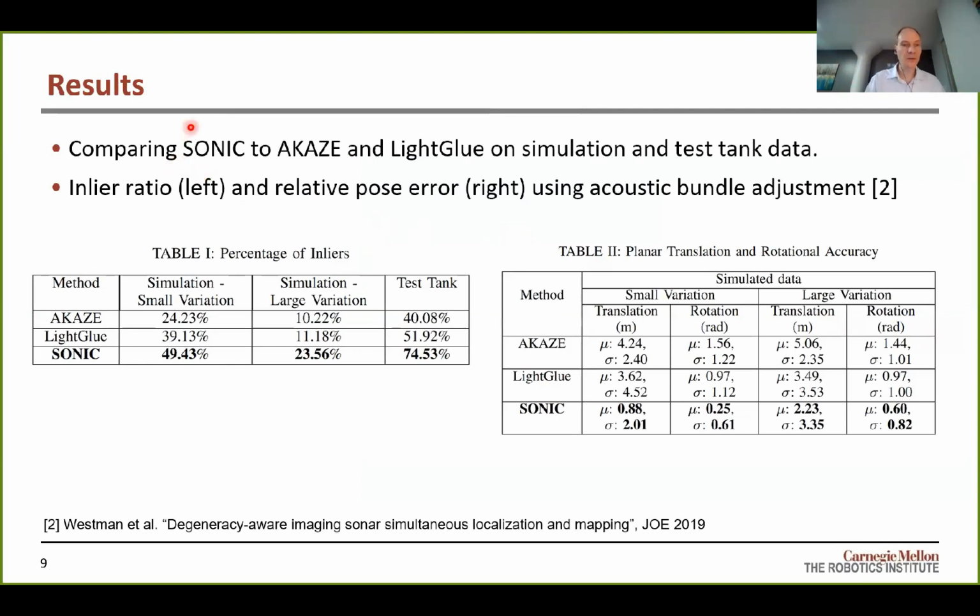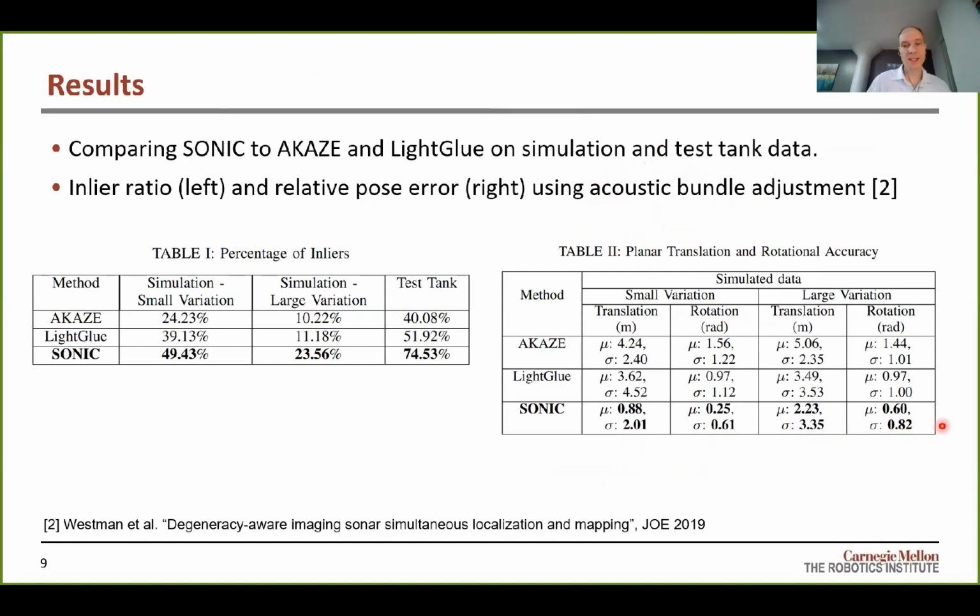Here we're comparing numerically our approach, Sonic, to the Kaess and LightGlue alternatives, in simulation and on real data. On the left side, you can see inlier ratio, significantly better here. On the right side, you can see relative pose error, and this is based on using these correspondences for doing acoustic bundle adjustment. So there's basically the acoustic structure from motion, the optimization back end of that, using these features. And again, this significantly outperforms what we could previously do. So this provides localization for the robot.